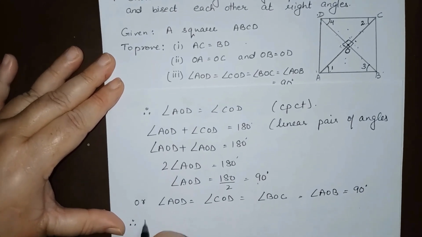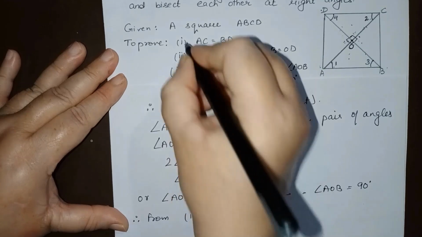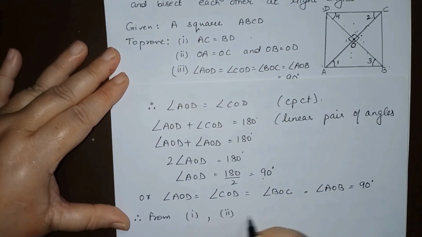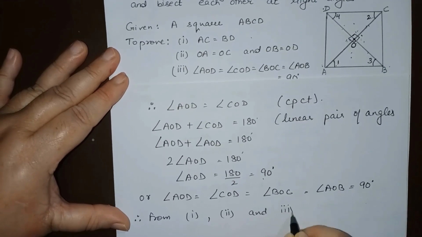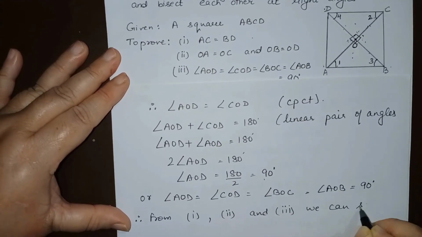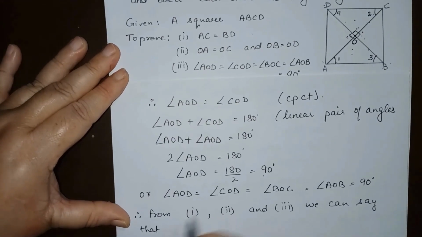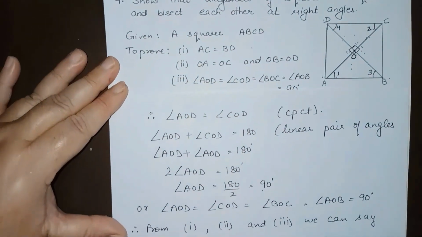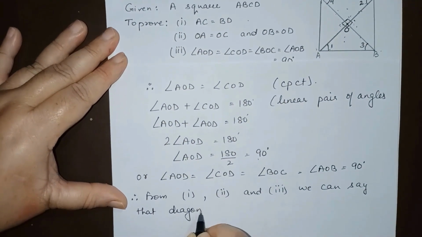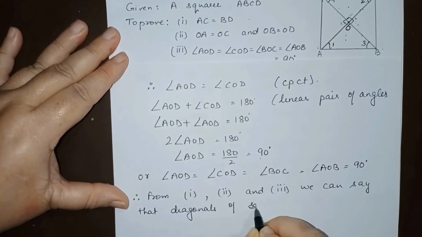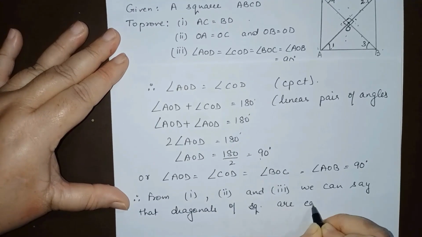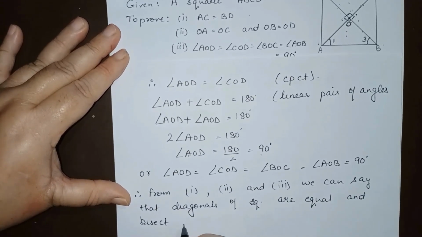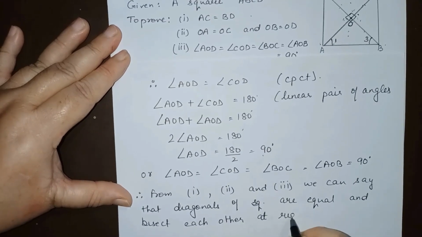So we have proved all these three parts. So from 1, 2 and 3, we can say that the diagonals of a square are equal and bisect each other at right angles.